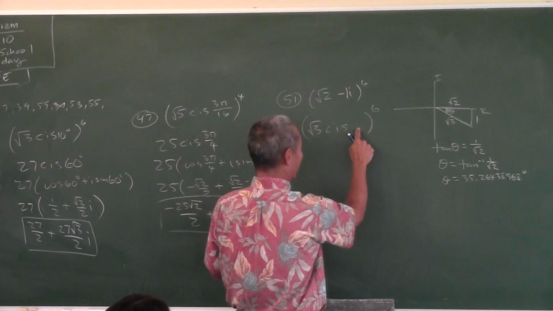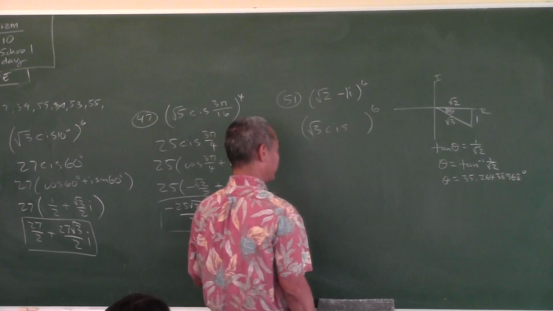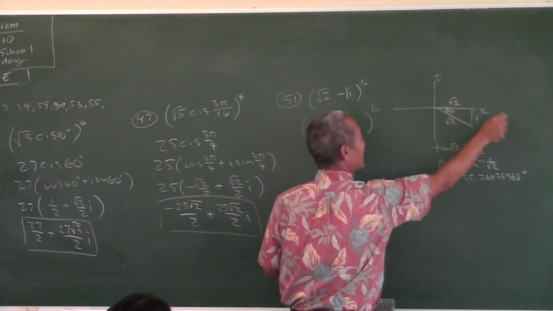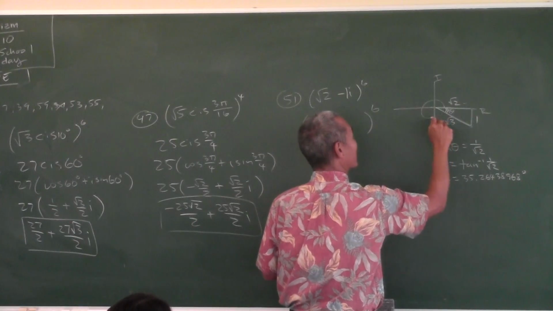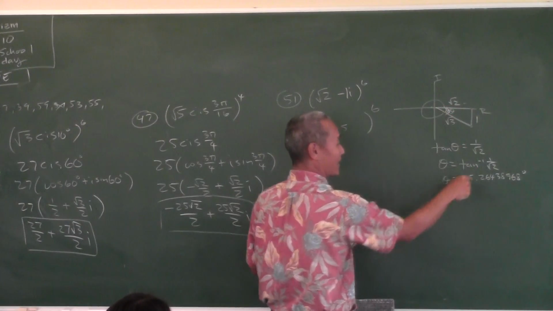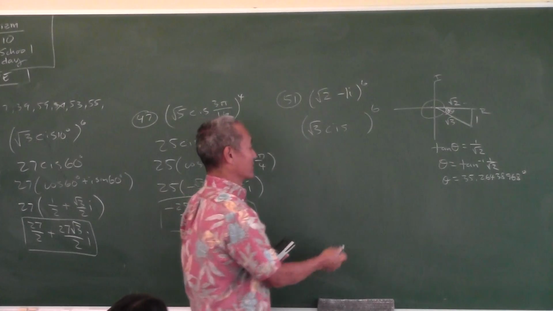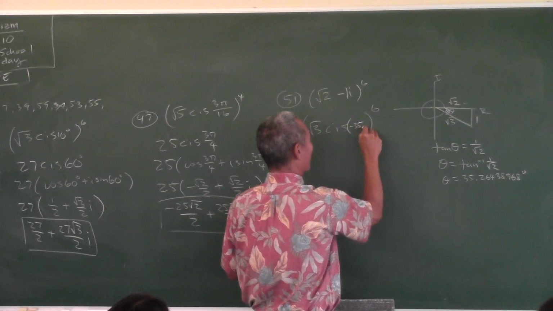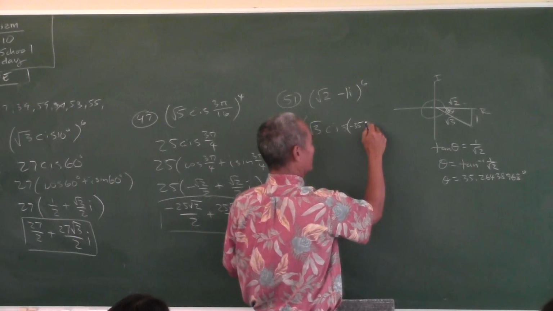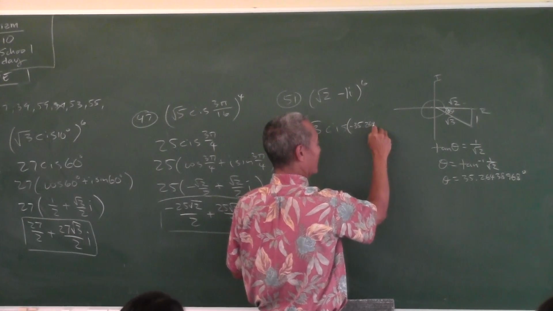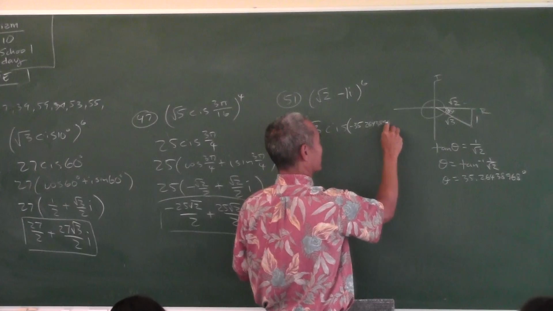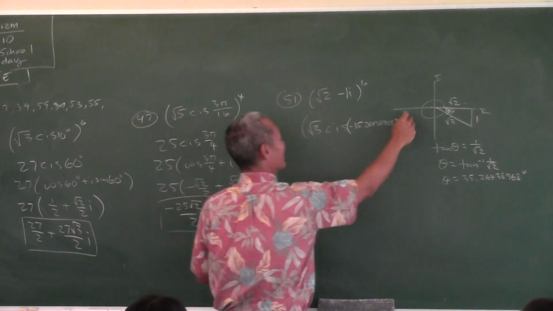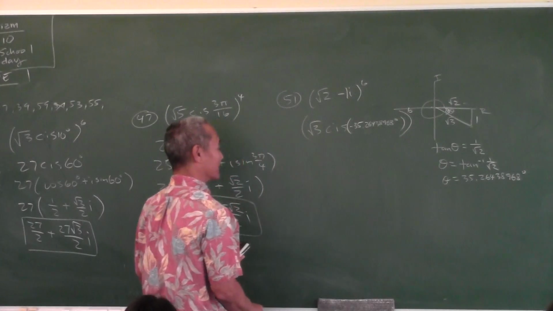Well, what angle do I put here? Remember, angles are always measured from the positive x, so you either have to go all the way around like that, or do you want to just go negative? Yeah, negative. So let's put negative 35.264386968 degrees. And now we have to raise it to the 6th power.